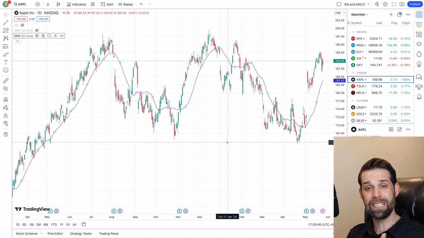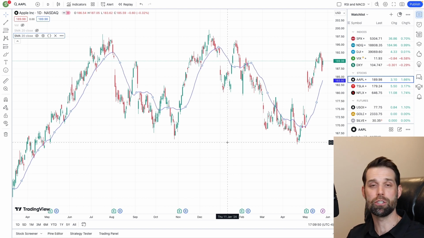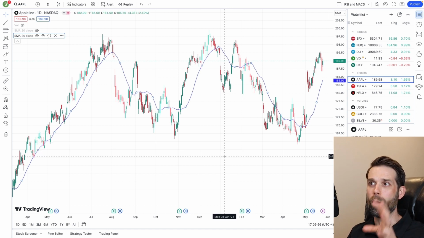You can use a 50-day, you can use 200-day, and when you plot several of them on a chart, when some cross over, that could be a buy or a sell signal for your trading strategy. But that is basically what that is.